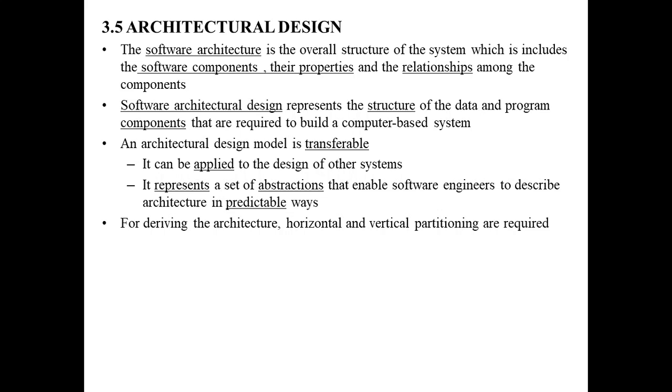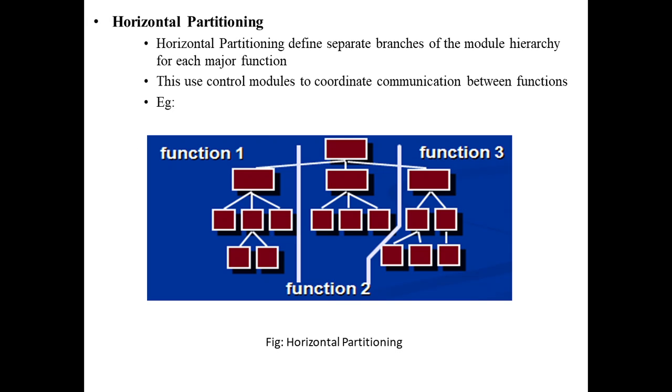For deriving architecture, it is partitioned into horizontal and vertical. In the horizontal partition, it defines the separate branches of the module hierarchy for each major function. It is split as function and function. So see the diagram. In the diagram, we are splitting into three functions. This uses the control modules to coordinate communication between functions.